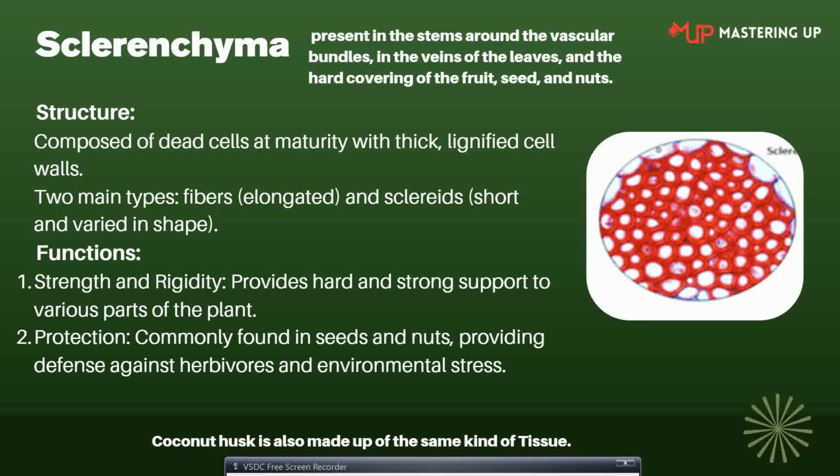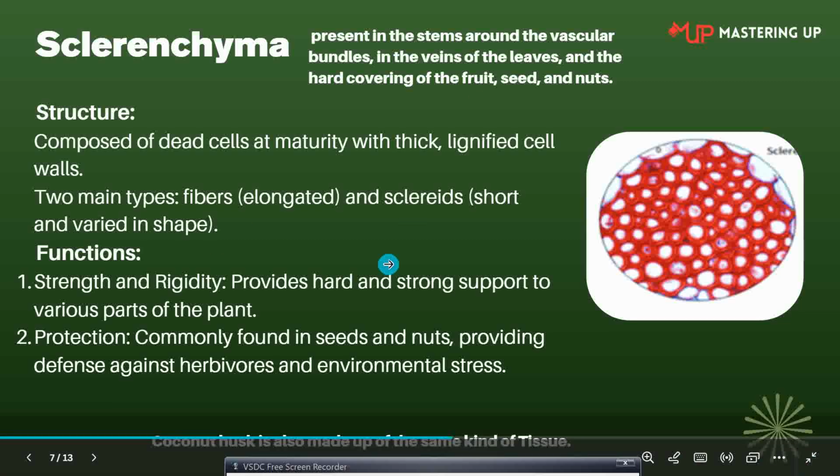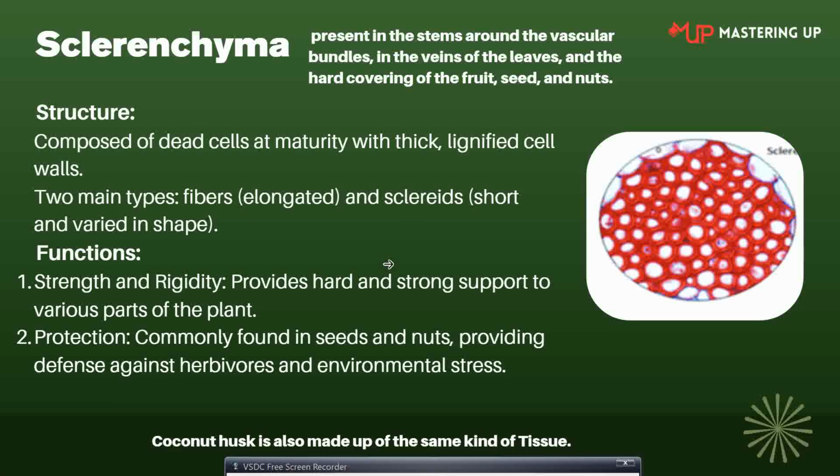Now structure, it is composed of dead cells at maturity with thick lignified cell walls. Okay, so the sclerenchyma are made up of dead cells at maturity with thick lignified cell walls. So the cell walls of the sclerenchyma are very thick. You can see here there are thick cell walls around the cells. Now two main types are there: fibers, elongated, and sclereids, short and varied shapes. So elongated and short varied shape sclerenchyma are present.